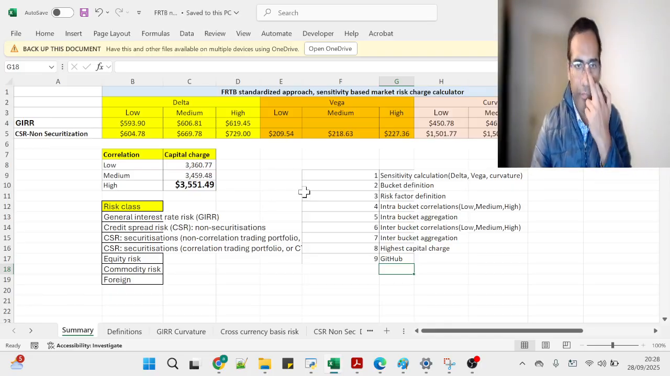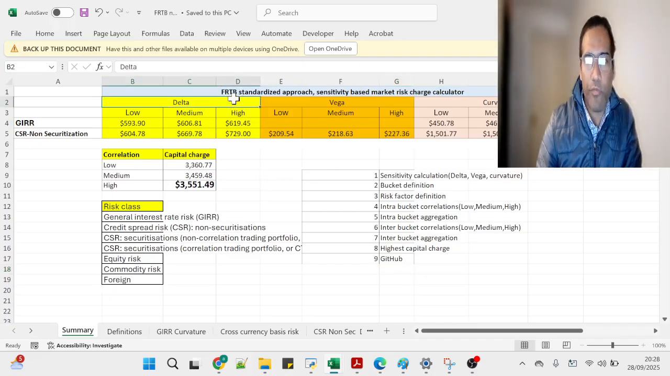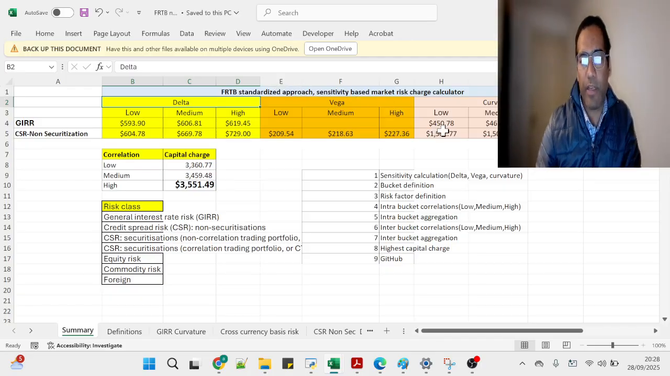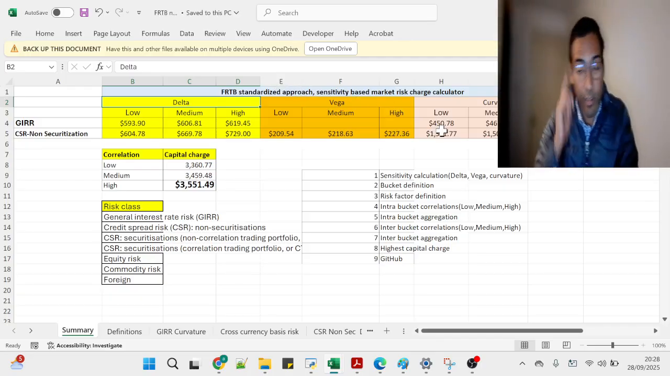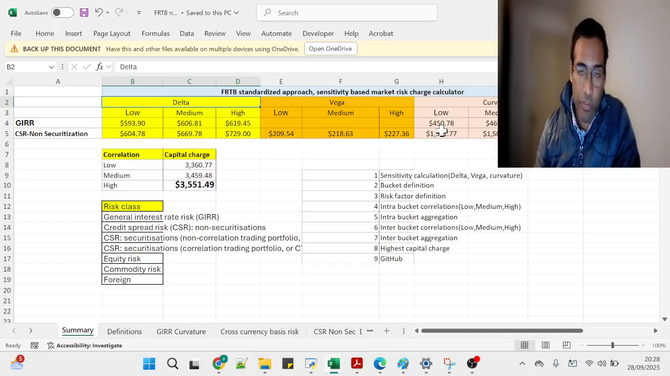Dear friends, here we are today to figure out how to calculate the FRTB standardized approach for a sensitivity based market risk calculator. So we all know that FRTB has two approaches: a standardized approach for calculating the regulatory market risk capital, and the internal model based approach for calculating via some internal model like value at risk.